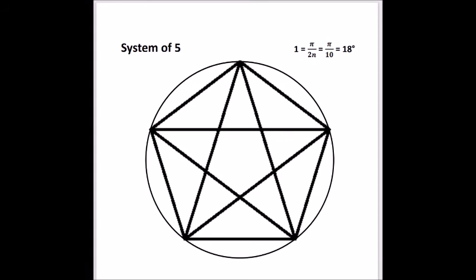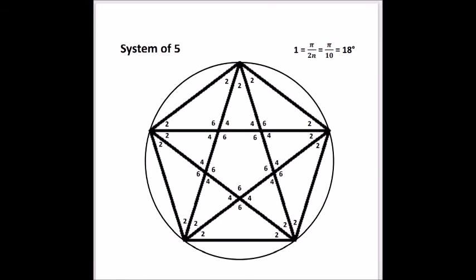We'll start with the pentagon/pentagram system, which I refer to as the system of 5. The base angle here is defined as pi over 10, or more generically pi over 2n, or 18 degrees in this case. The angles of this system can be derived as seen here, where the integers represent multiples of the base angle, pi over 10.